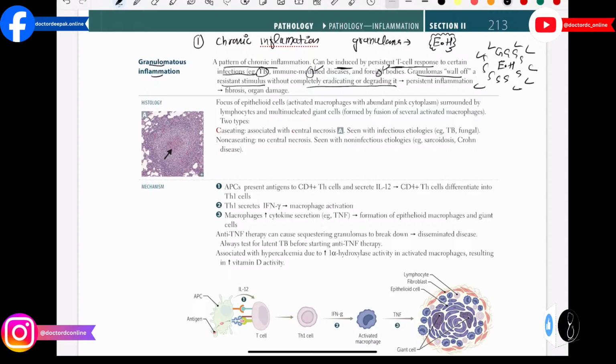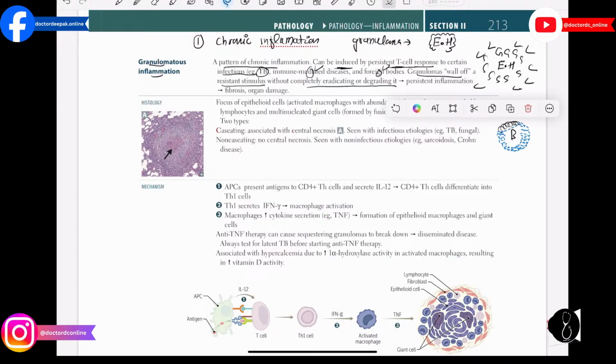What is the meaning of this line? Suppose this is the bacteria, and because bacteria produce infection or inflammation, when the inflammation starts, this bacteria is surrounded by a wall of granuloma. This granuloma will not eradicate or degrade the bacteria. It only covers it. Why? Because it tries to inhibit the bacterial invasion. It will not allow the bacteria to invade. So this is the basic function of granuloma.